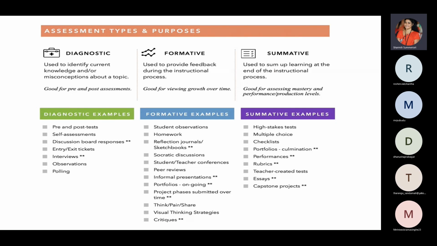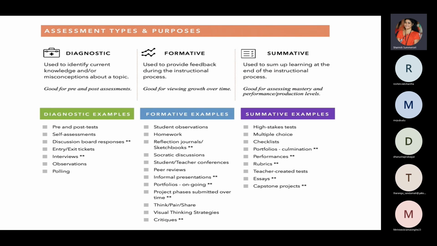Examples are the checklist we use for our final exam, and multiple choice questions. In the educational setting, the final exams are summative. At the end, we are checking how the student has studied so far. So these are the three basic assessment types that could be applicable in any sector.